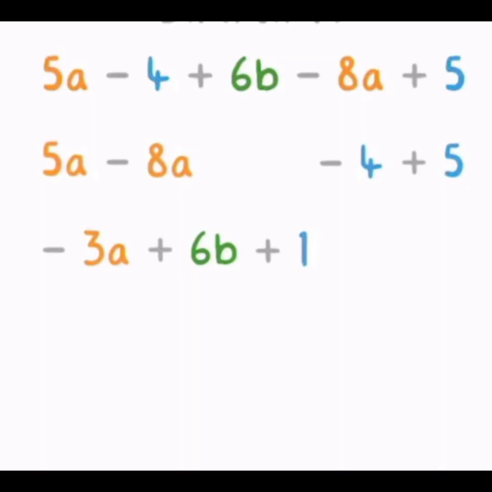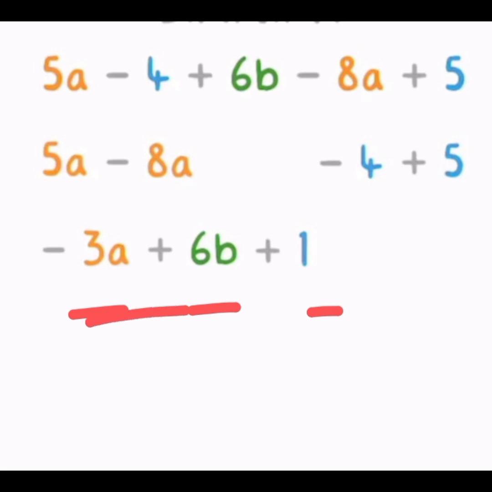So the final answer is minus 3a, 6b and 1. The a term's answer is minus 3a, the b term will be as it is, plus 6b, and the number term answer is plus 1. So altogether, minus 3a plus 6b plus 1 is the final answer.